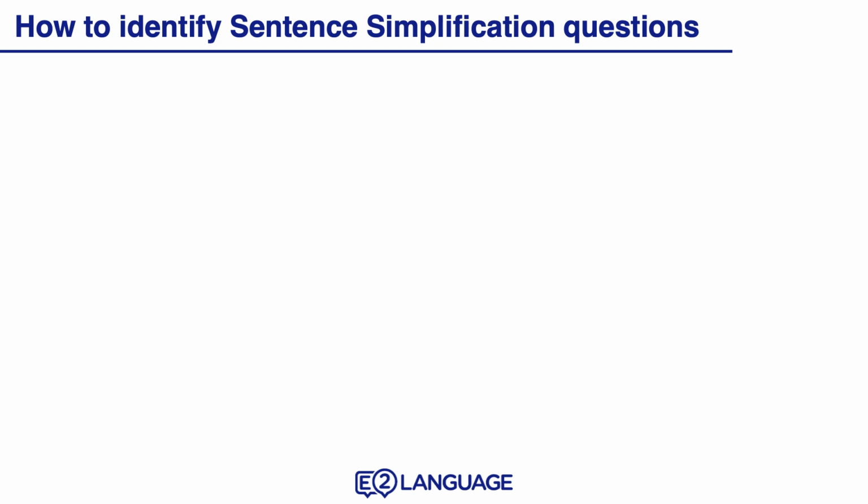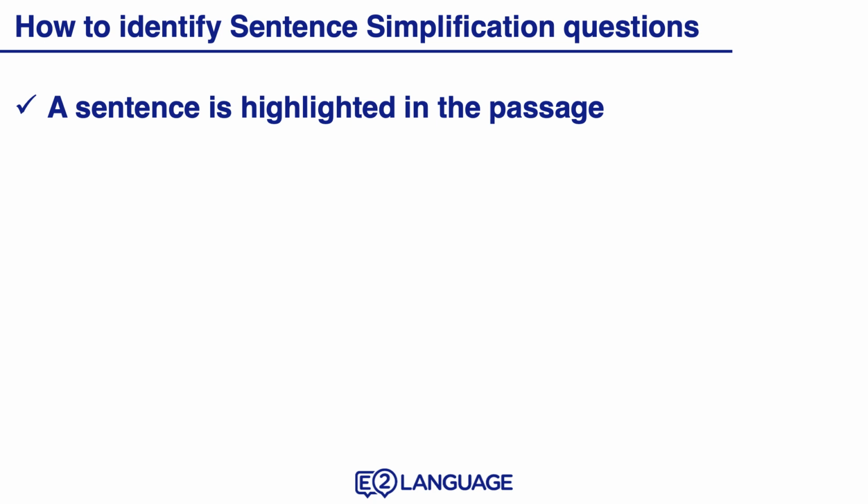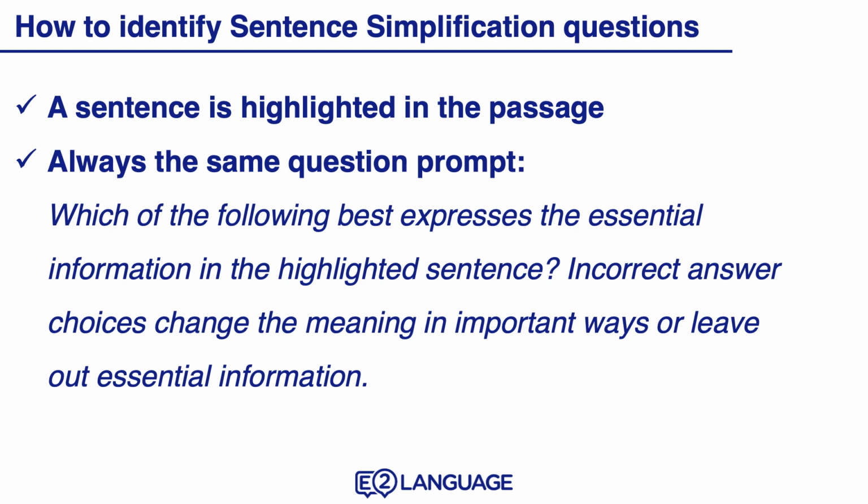So how do we identify this type of question in TOEFL reading? Well, a sentence will be highlighted in the passage, and it always has the same question prompt, which is, which of the following best expresses the essential information in the highlighted sentence? Incorrect answer choices change the meaning in important ways or leave out essential information.